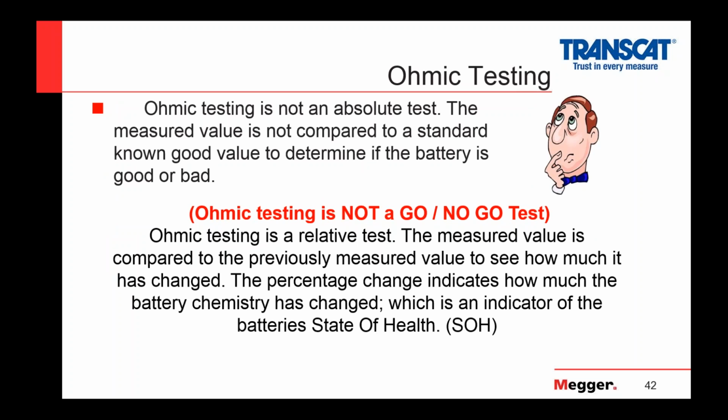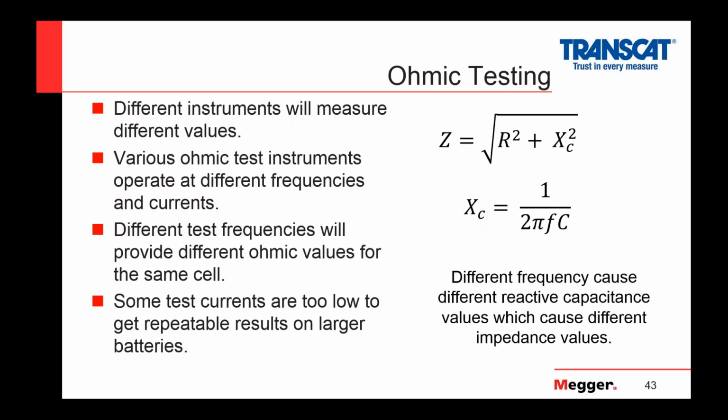Important about ohmic testing, it is not an absolute test. No ohmic testing in the world is going to tell you that your battery is good or bad. It's a relative test. It means that we're taking the measurement that we get today and comparing it to the previous measurement to see how much the battery has changed. If it's changed by a certain amount, then that's a flag saying we have a problem, we need to investigate.